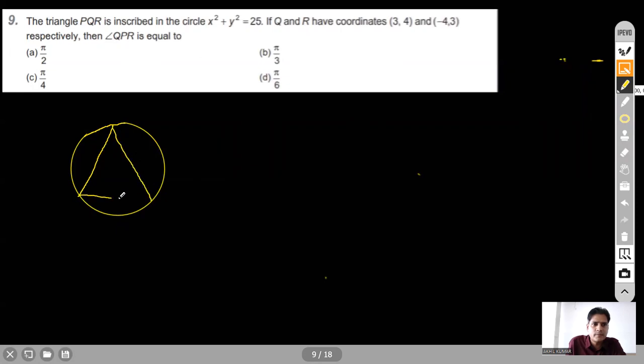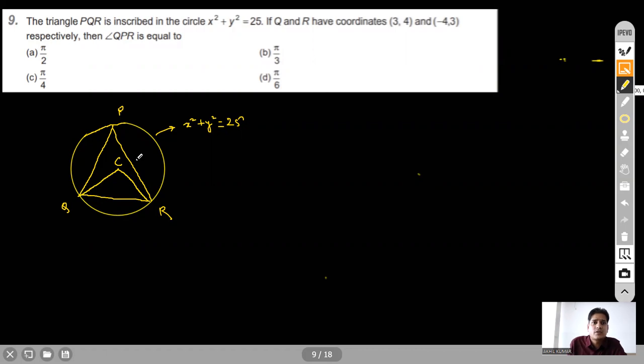So this is given as PQR. Okay, so triangle PQR is inscribed in the circle x square plus y square is equal to 25. Equation of circle is given as x square plus y square is equal to 25. So what is the radius of this circle? The radius of this circle is 5. Let me assume this as center C. So if I join this Q point with C, it will be radius. And if I join this C with R, this will also be radius.